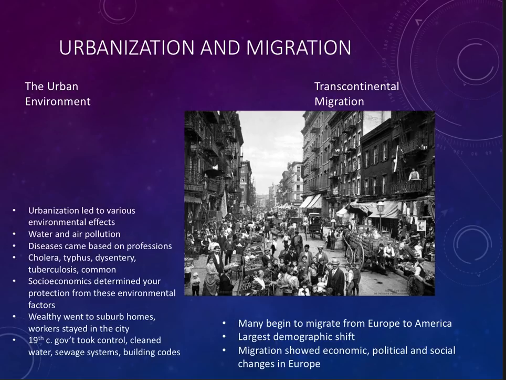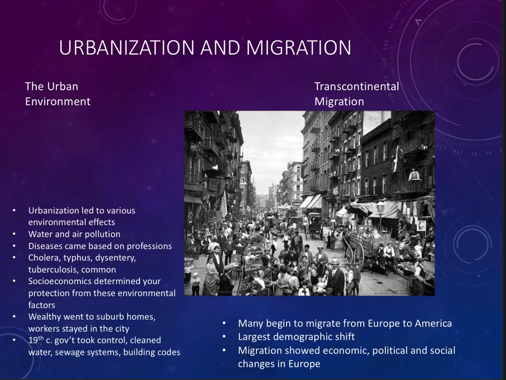So by the 19th century, government took control: cleaned water, sewage systems, and building codes. By the 1800s, people and the government began to realize, hey, this is our responsibility to take care of these cities and make sure that they are maintained properly, because the citizens deserve to be taken care of that way. Also, because they didn't want to see a rise in disease or anything like that. So it became their job, and they took on the job of taking care of those basic necessities that we use all the time, like the water and the sewage and all that.